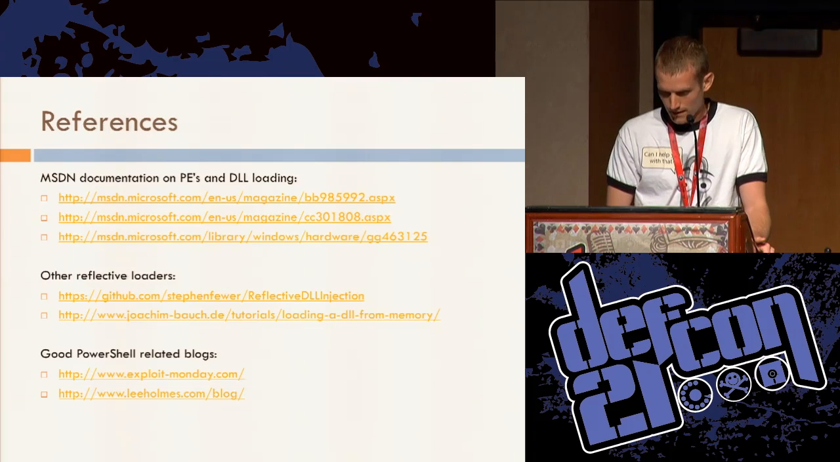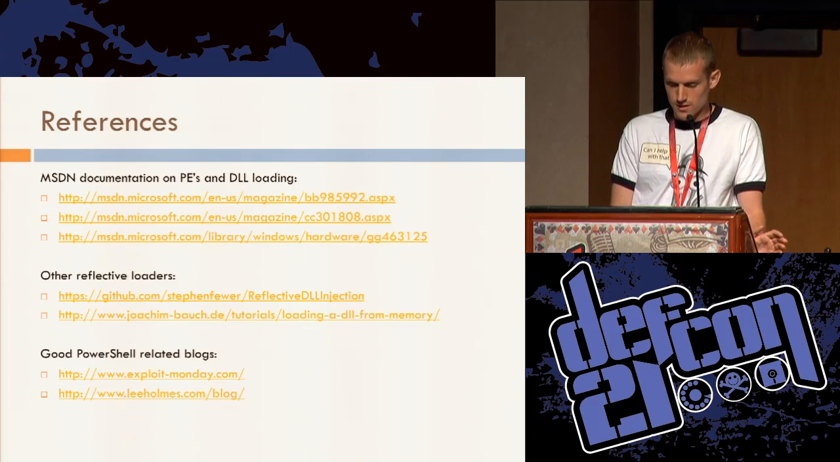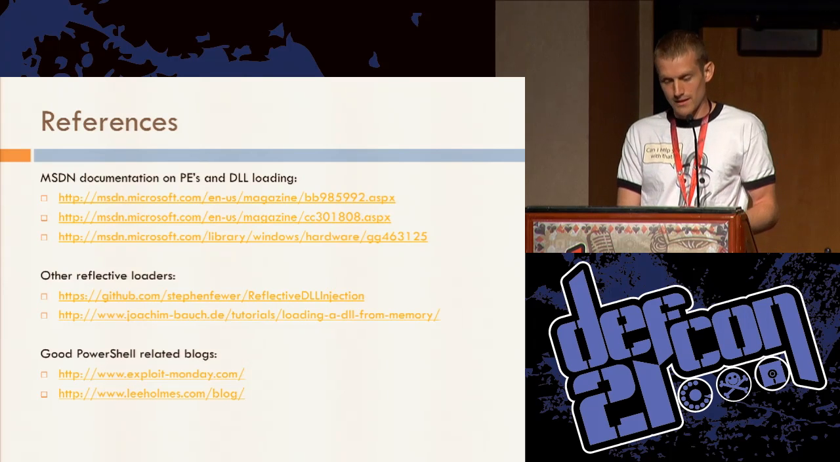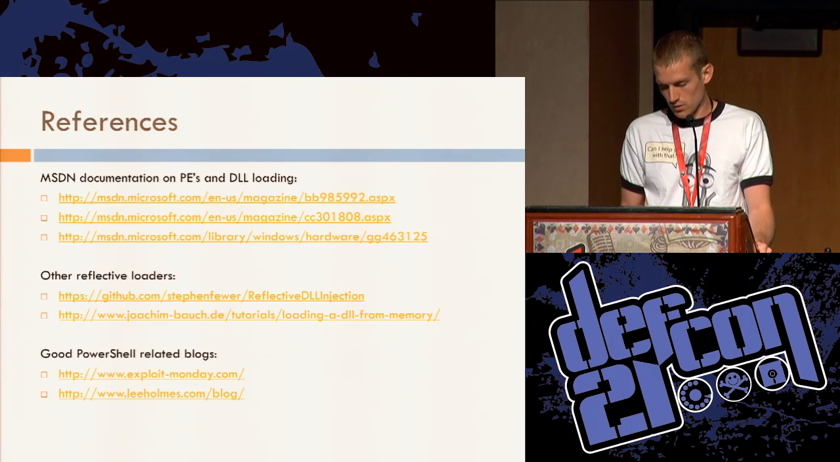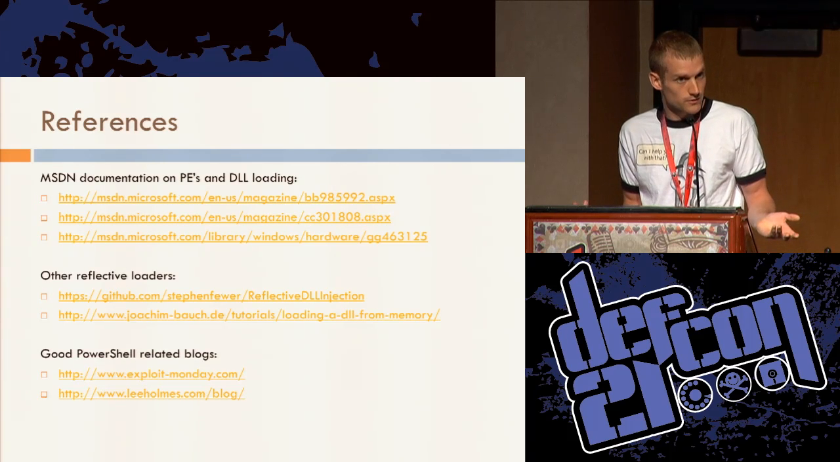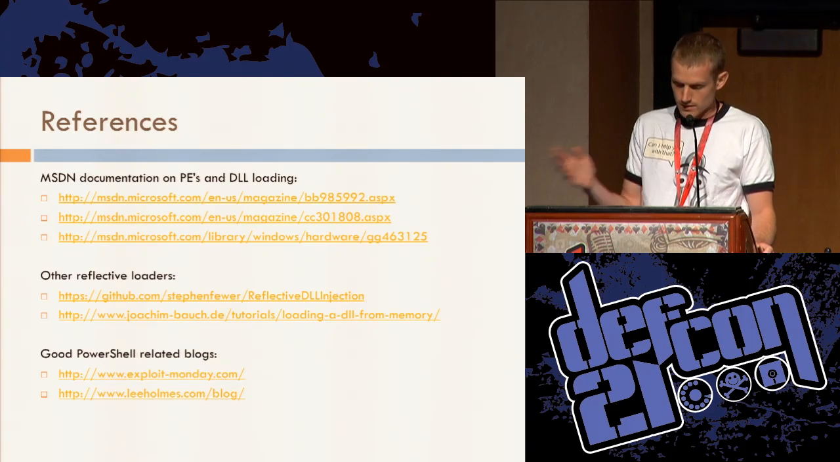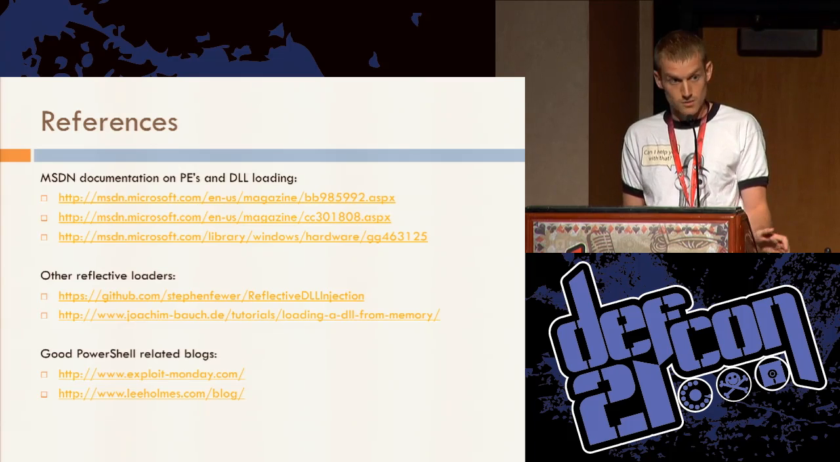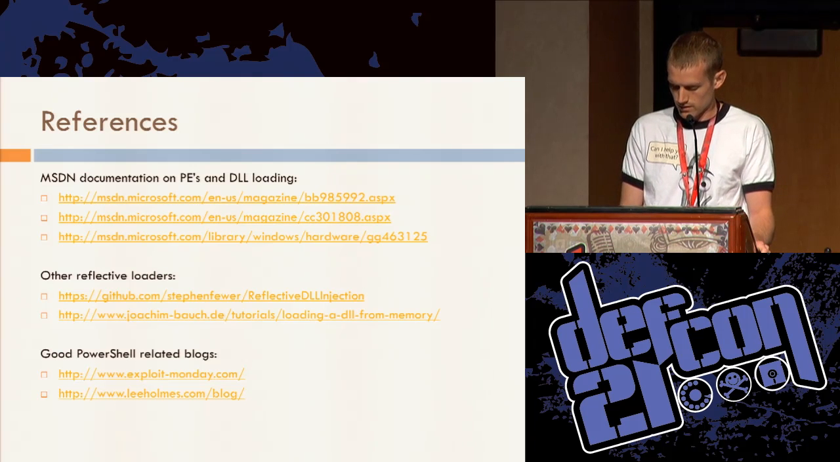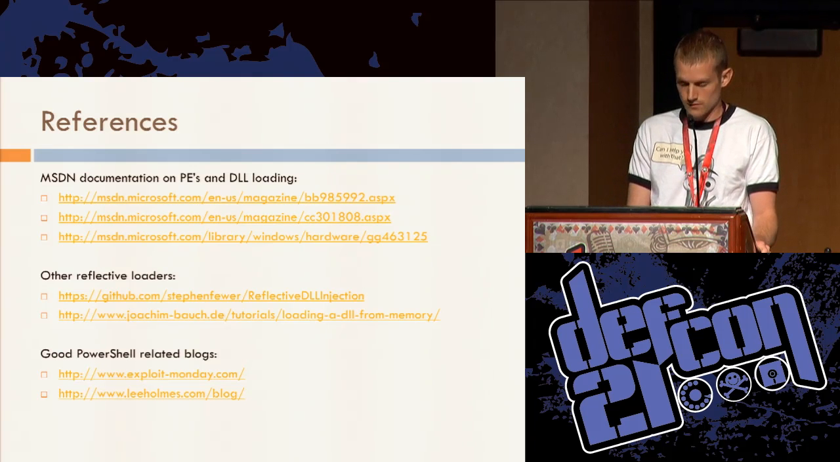So I've got some references to helpful documentation. Microsoft documents a lot about how PE loading and DLL loading works. Links to some other reflective loaders, like Metasploit has a reflective loader, for example. That's how it does migration and whatnot. And then some really good PowerShell related blogs. Exploit Monday especially is super good. Matt Graber has really great documentation on how to do awesome stuff in PowerShell.